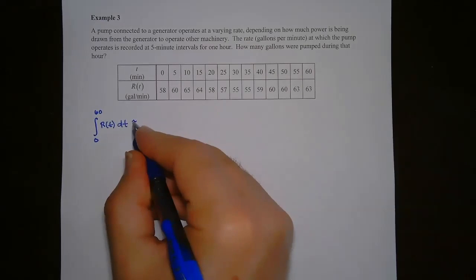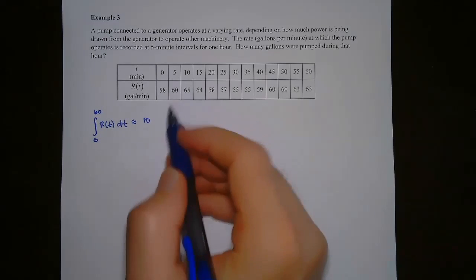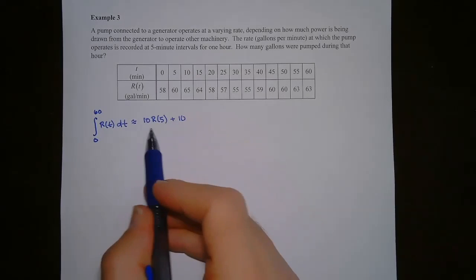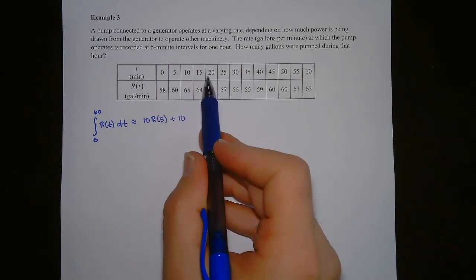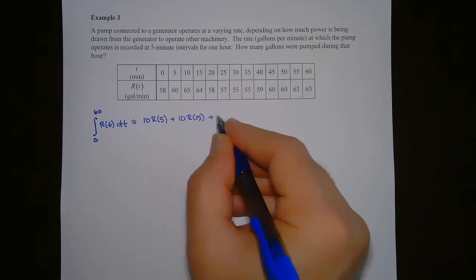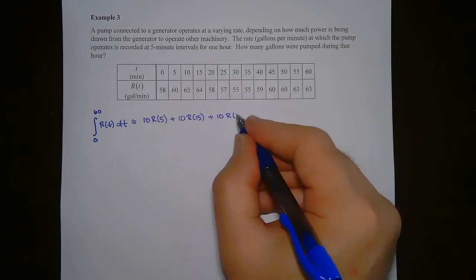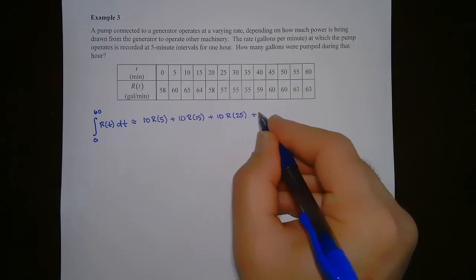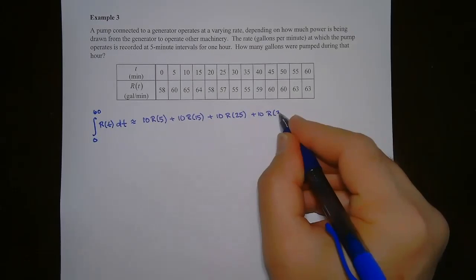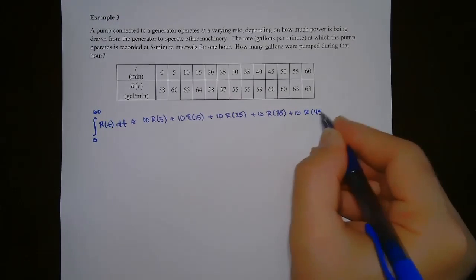So this could be approximated by 10 times R of 5 plus 10. Now that's 0 to 10. So now we're going to go from 10 to 20. So 10 times R of 15 plus 10 times R of, and now we're going to go from 20 to 30, so that'd be 25, plus 10 times R of, and that would be 35, plus 10 times R of 45. And that would be the last one.